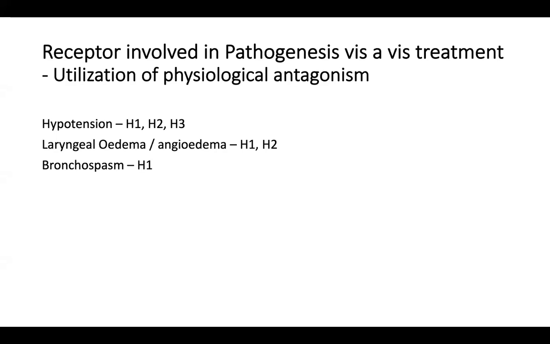Now the H3 receptor is usually present in the presynaptic region of the noradrenaline neuron. So when H3 is activated, it reduces the secretion of noradrenaline. So there is also reduced action of the alpha receptor, so ultimately vasodilation. So hypotension is due to profound vasodilation by H1, H2, and H3 mediated action.